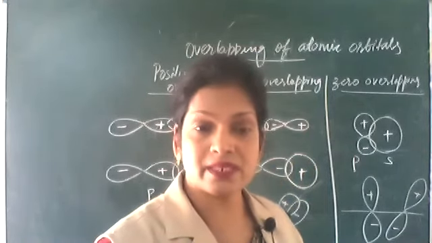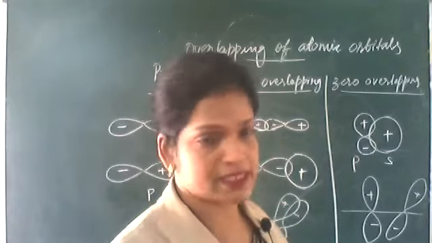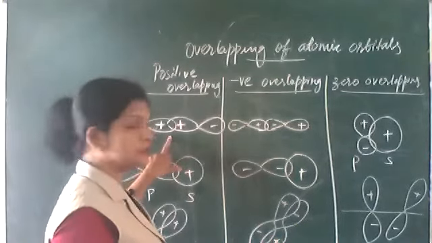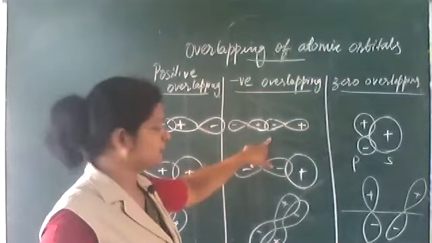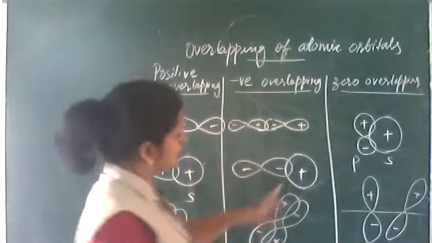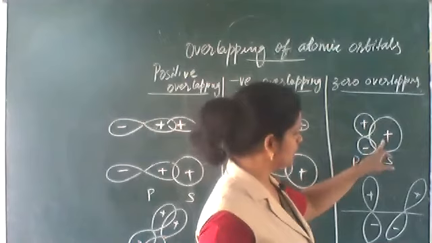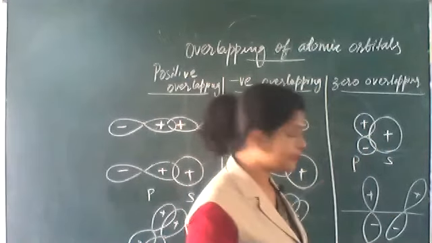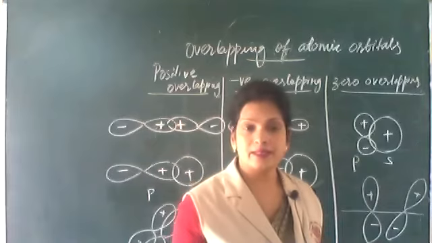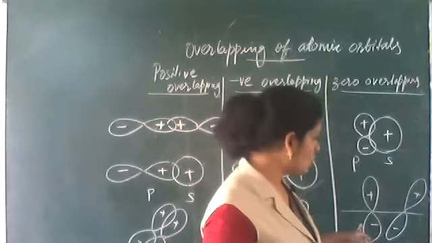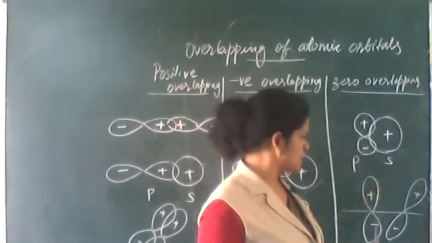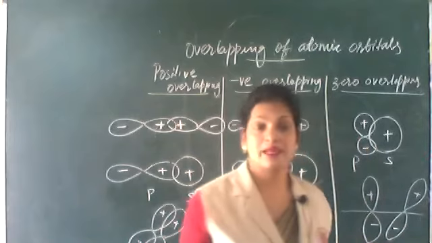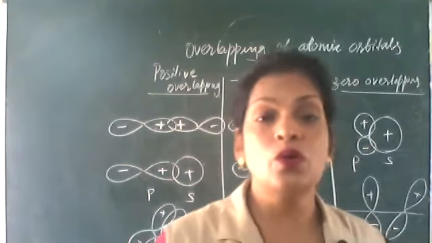So these are the different types of overlapping. Positive shows presence of electron density. So positive merging with positive is positive overlap. Positive merging with negative is negative overlap. Then here the upper portion is positive and the lower portion is negative, so they cancel, zero overlapping. And here there is no overlapping, that is again zero overlapping. No overlapping in the sense this one is maybe in the y-axis and the other is in the x-axis, so they are perpendicular to each other. So no overlapping.